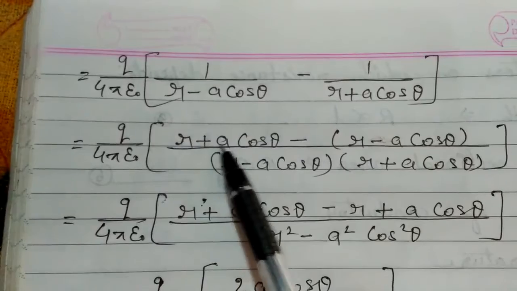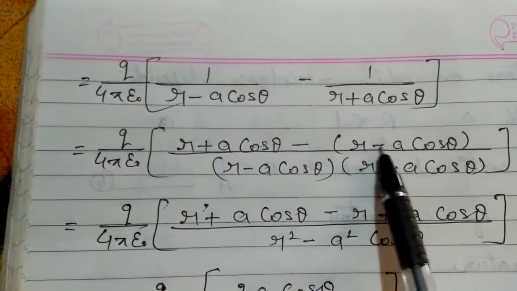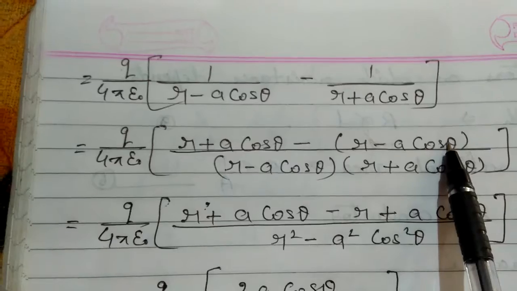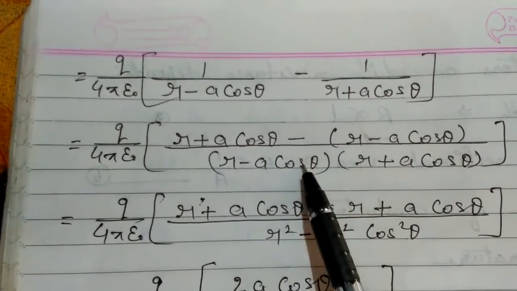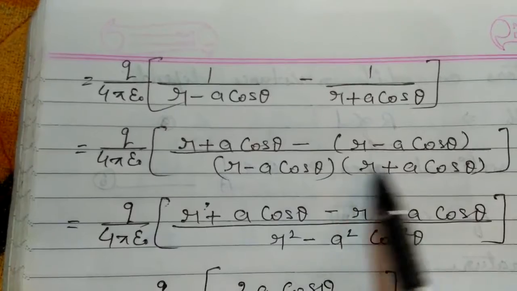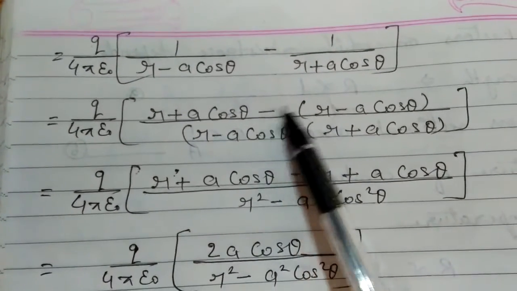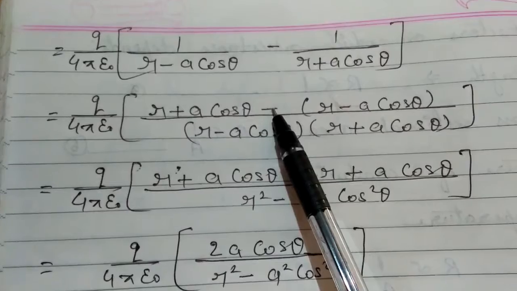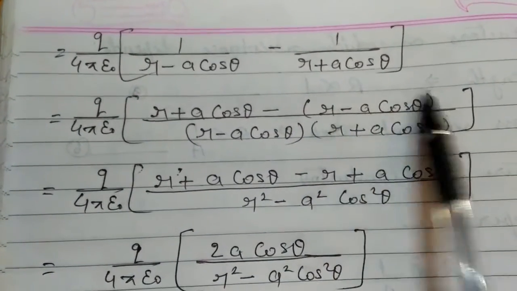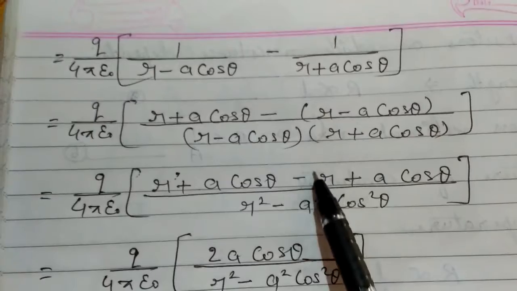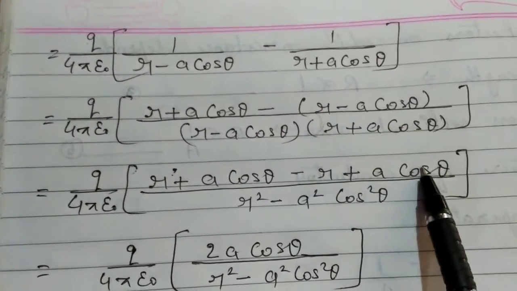So here we get r plus a cos theta minus, this one is in bracket so we will write, r minus a cos theta. When we open the bracket, some changes will be there, and at the downside we have multiplied them. Because in front of the bracket a minus sign is there, inside the bracket the signs will change. This is plus r, it becomes minus r, and minus a cos theta will become plus a cos theta.